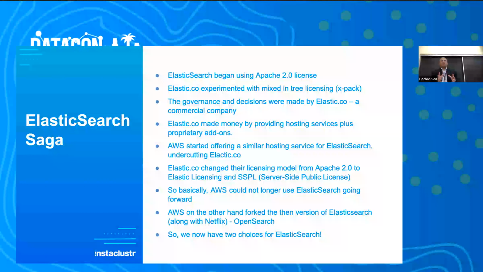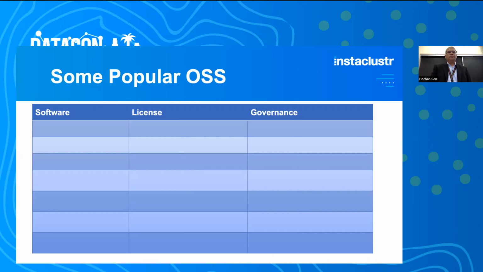Now, once that happened, AWS said, okay, it's free software, I can fork it. So they forked it, and along with Netflix, they created a new distribution called OpenSearch. So now, if you want to use Elasticsearch, there is an Elasticsearch by Elastic.co, which is a kind of proprietary software. And then there's a true open source software called OpenSearch, which is backed by AWS and Netflix, which is a fork that they created. So there are lots of interesting things going on in this world.